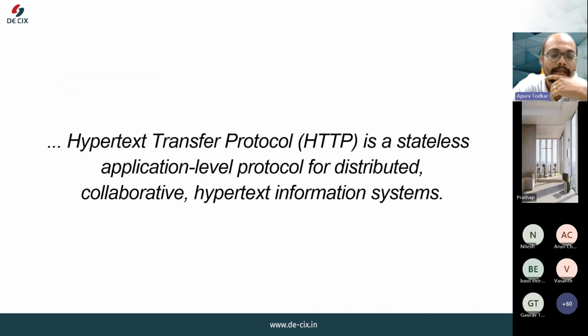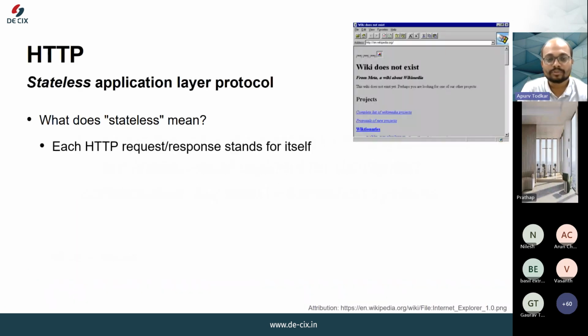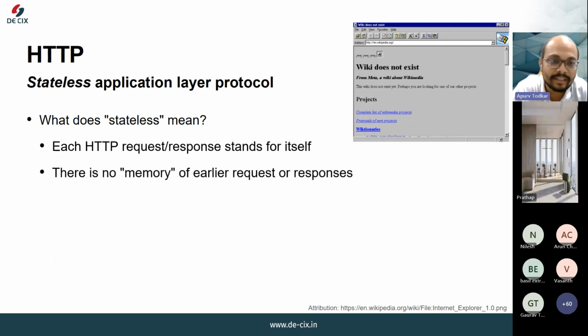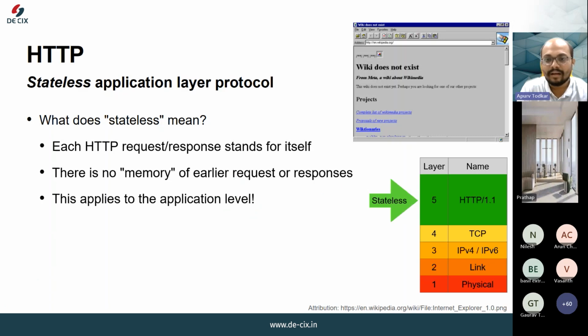Importantly, HTTP is a stateless protocol, meaning each request and response stands on its own, and no memory of past requests is saved. So if context is needed, it must be supplied with each request. This stateless nature applies to the application layer, whereas the underlying TCP connection can be used for multiple HTTP requests and responses. So you don't have to open and close TCP connections repeatedly.